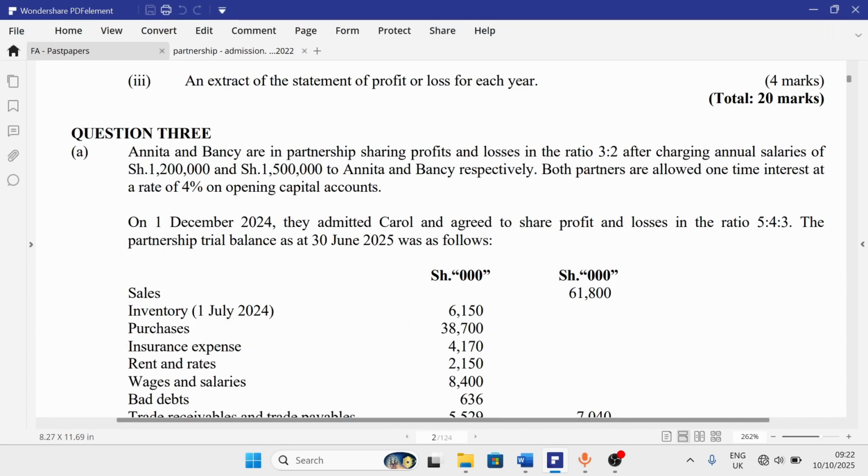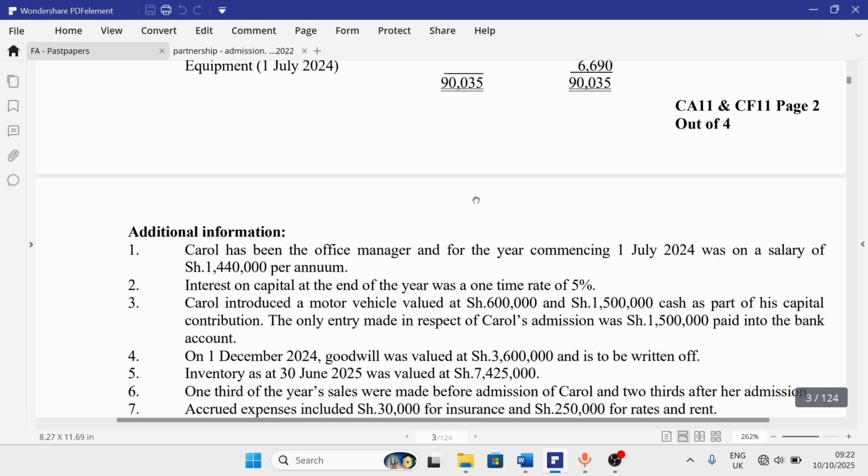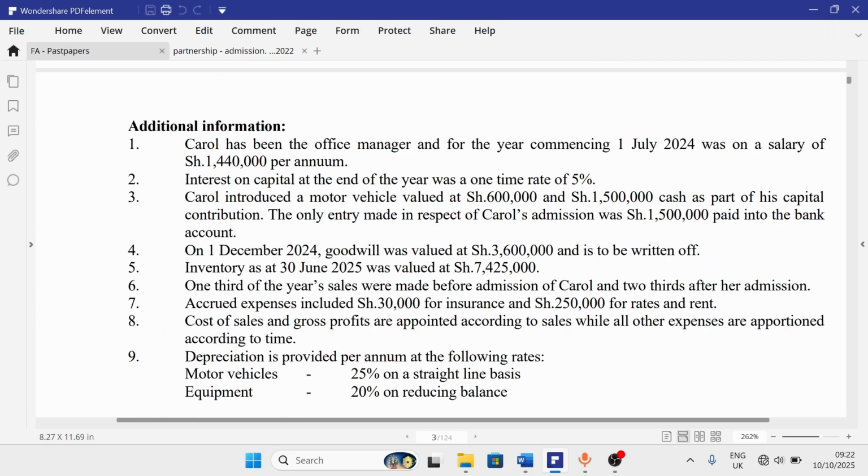So at the top, the last sentence in the first paragraph, we were told that both partners are allowed one-time interest at the rate of 4% on opening capital accounts. So note that it says both partners, that is before they admitted Carol. So 4% is the rate they were using before they admitted Carol. But after they had admitted Carol, the rate changed from 4% to 5%. So we are going to use 4% for the period before admission and 5% for the period after admission.